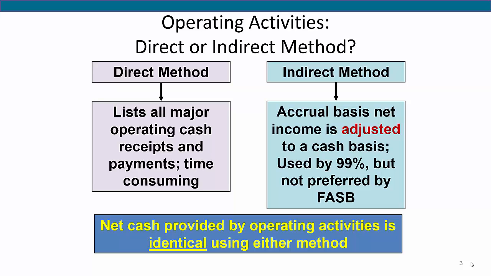And finally, note that the cash amount provided by operating activities is identical under both the direct and indirect methods. This equality always exists. The difference in these methods is with the computation and presentation of this amount. We will be using the indirect method to prepare the operating activities section because it is cheap and easy compared to the direct method.